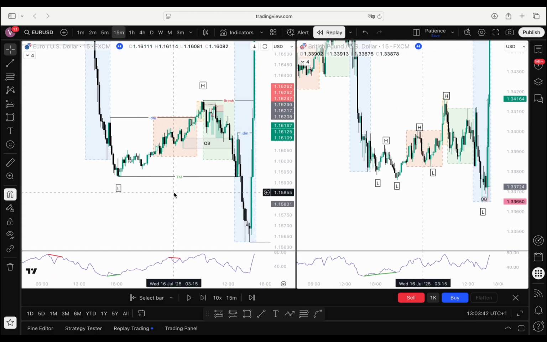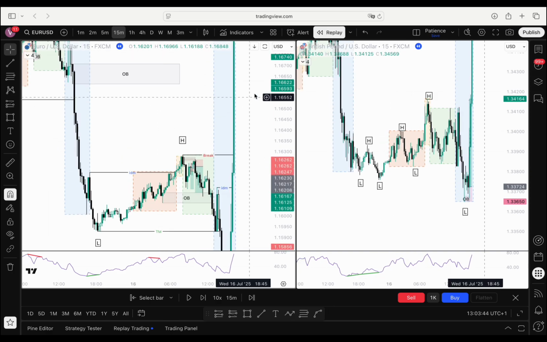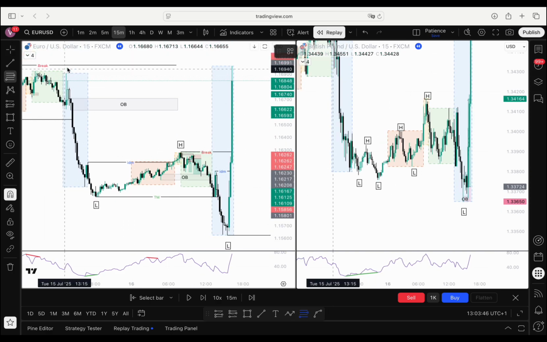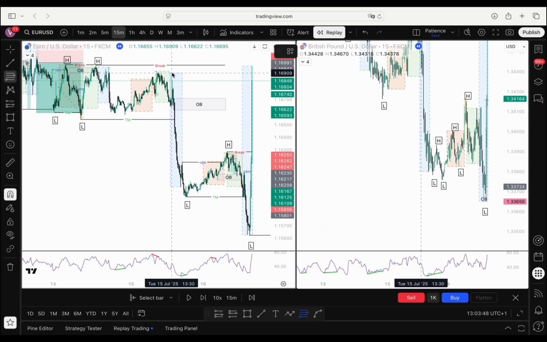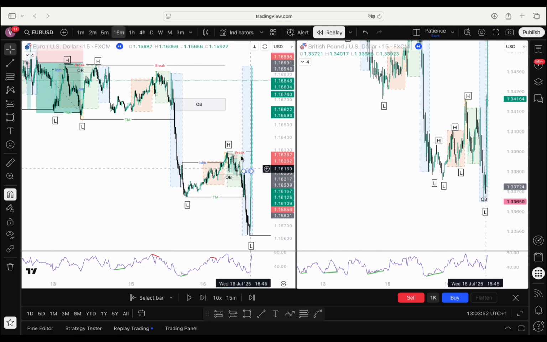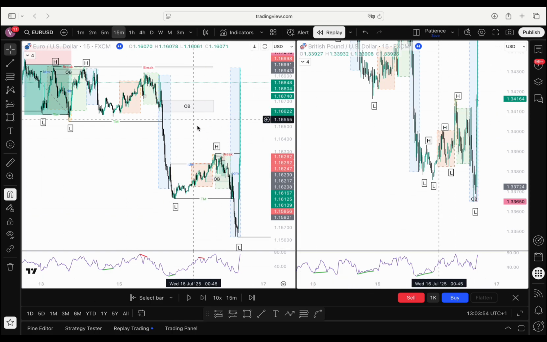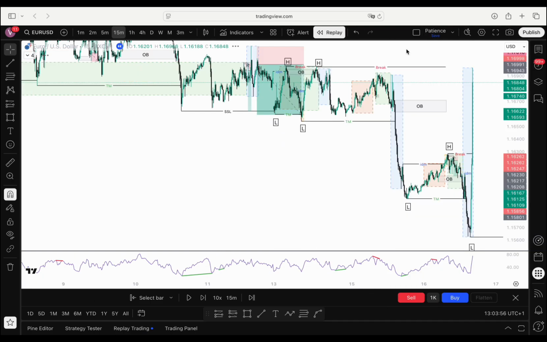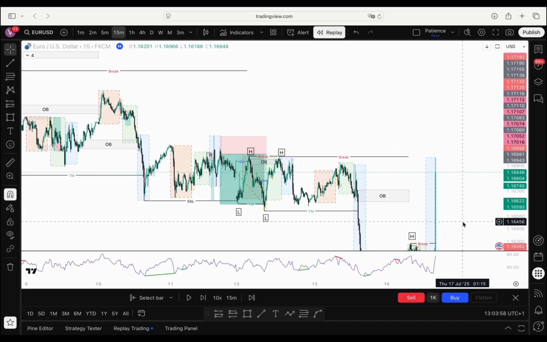As we can see, price didn't even come into the 50% of the Fibonacci level. Okay, so I think if we take this level, for example, price was quite far away from reaching the 50. So what made me think that we can drop from here? In order to do that, we need to look at what EURUSD has done previously.